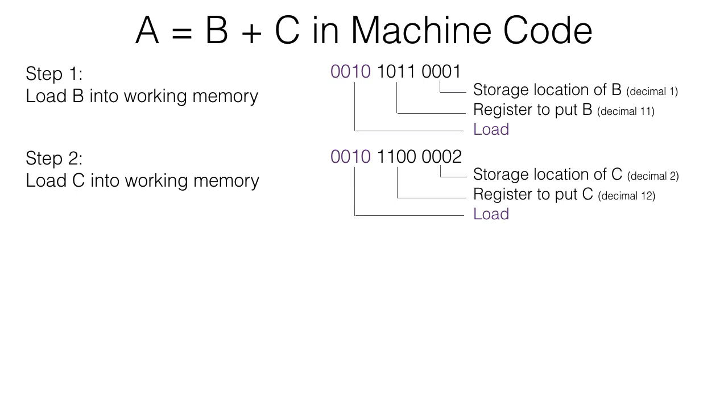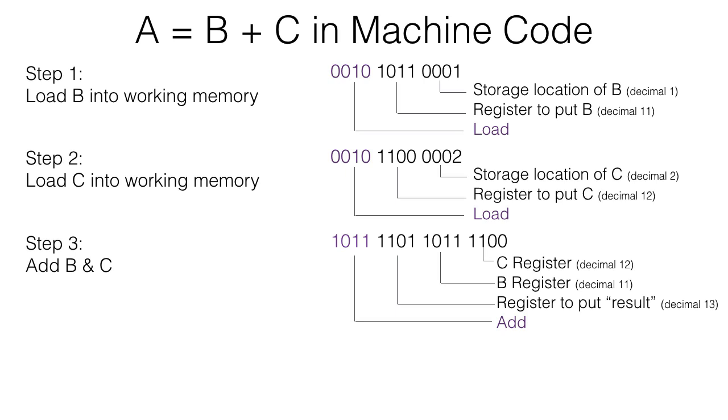So what's the next step? Now we've got it sitting in the CPU. We're ready to start our operation. Now it's time to add them together. So we're going to add B and C. We know that B is sitting now in register 11 in the CPU. C is sitting where? Register 12. I hope that's what you said. Register 12. So that's what we're going to do. We're going to add together register 11 and 12, and we're going to put that into a result register. We're going to put that into register 13.